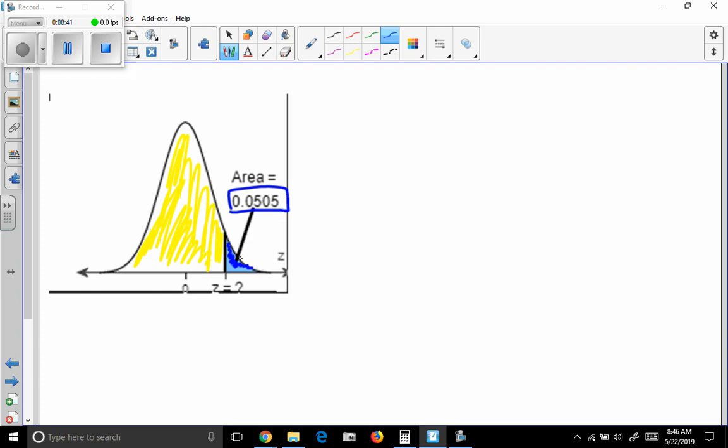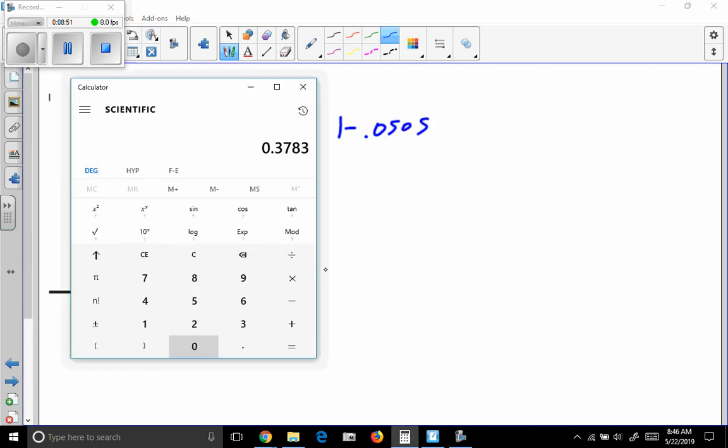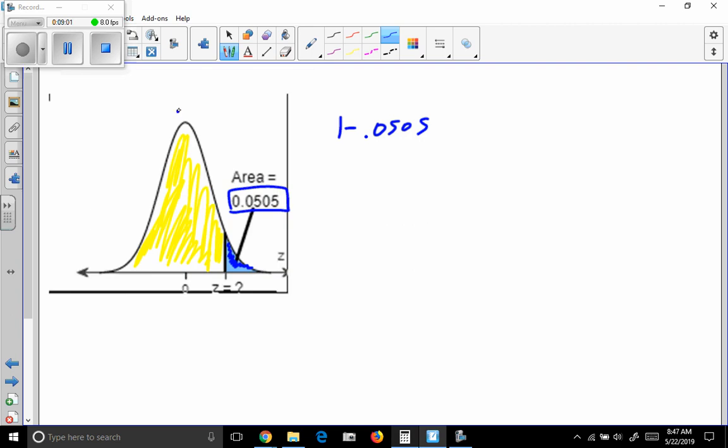But remember, these two areas add up to 1, so they're complements of each other. So if we want this area, we do 1 minus the area that we know. So 1 minus 0.0505. So the area to the left of our z is 0.9495. So that's the area to the left of the z value that we're trying to find.